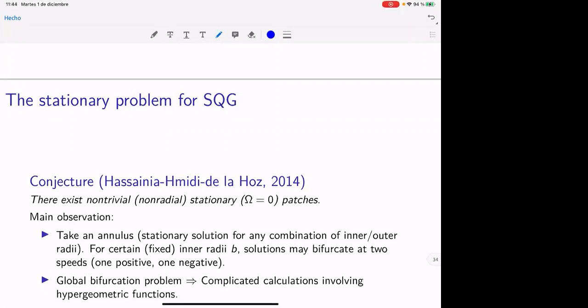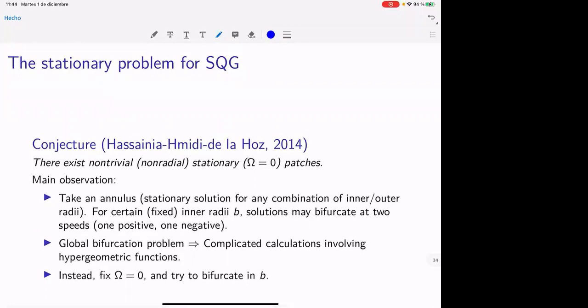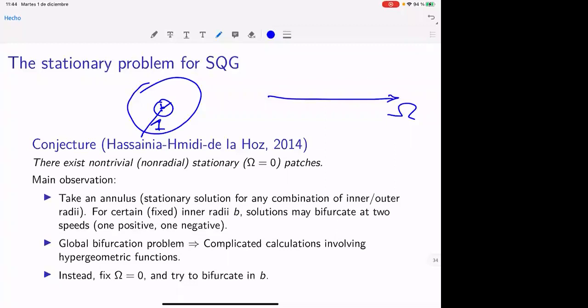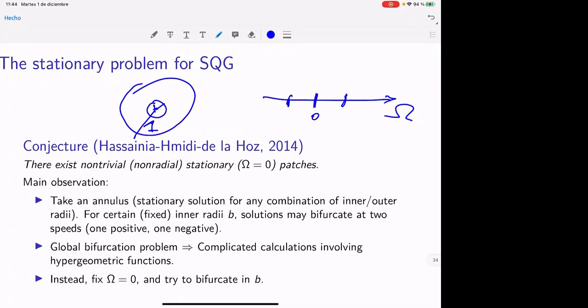So when I first started working on the stationary problem, there was this paper by Hassainia, Masmoudi, and Wheeler... by Hmidi and de la Hoz, where they were taking omega and they were taking annuli, and they were able to see that for certain values of the ratio, this is B and this is one, they were able to find eigenvalues, and here the eigenvalues are the omegas that were rotating clockwise and counterclockwise. So they were speeds of rotation both one way and the other one.